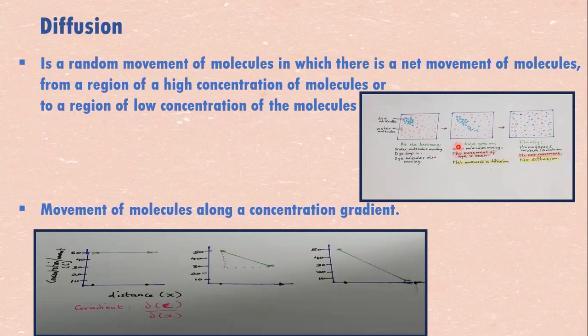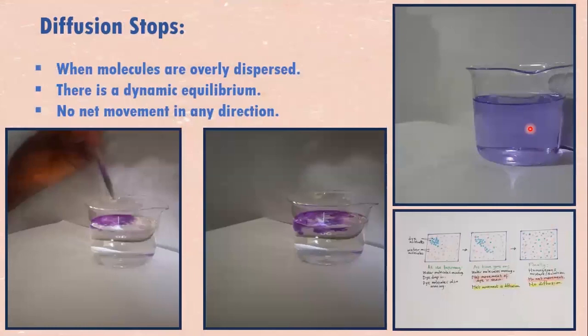Now, let us note that when a homogeneous mixture is formed, then there's no net movement, so there's no diffusion, right? So in this one here, there's no diffusion, there's no net movement of molecules in any direction. So we have a dynamic equilibrium because the molecules will still be moving, no net movement, no diffusion. We have a dynamic equilibrium.